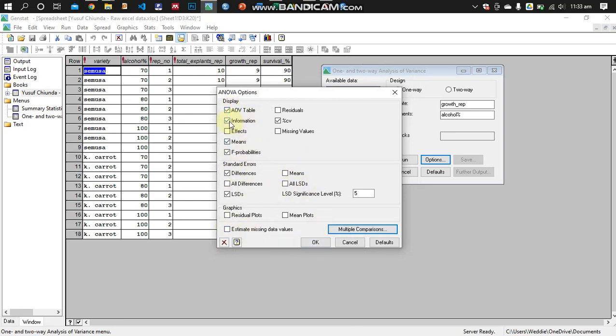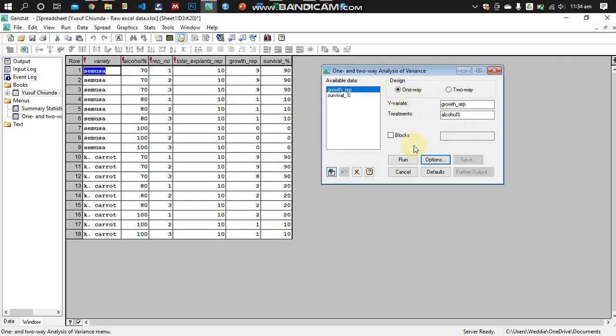We check the ANOVA table, we see the information, the means, and the probability, telling us whether the experiment is significant or not. The rest is the differences at 5%. In most agricultural experiments, the least significant difference is measured at a 5% confidence level, whereas in some scientific studies the LSD is measured at as low as 1% confidence level. Say yes, and we run.